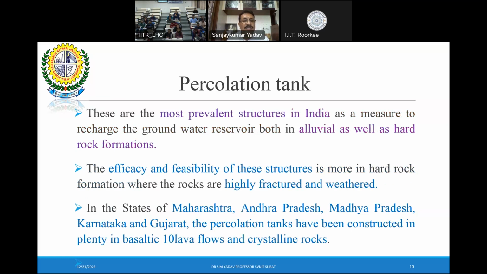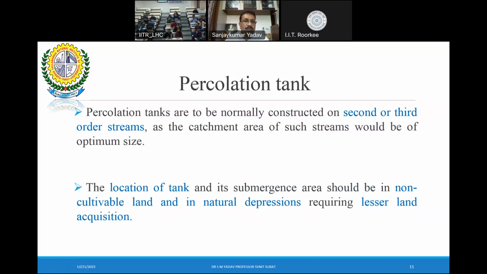These are the most prevalent structures in India. They can be constructed both in alluvial as well as hard rock formation. The efficacy and feasibility of this structure is more in hard rock formation where the rocks are highly fractured and weathered. In the states of Maharashtra, Andhra Pradesh, Madhya Pradesh, Karnataka and Gujarat, the percolation tanks have been constructed in plenty in basaltic lava flows and crystalline rocks. Percolation tanks are to be normally constructed on second or third order streams as the catchment area of such streams would be of optimum size.